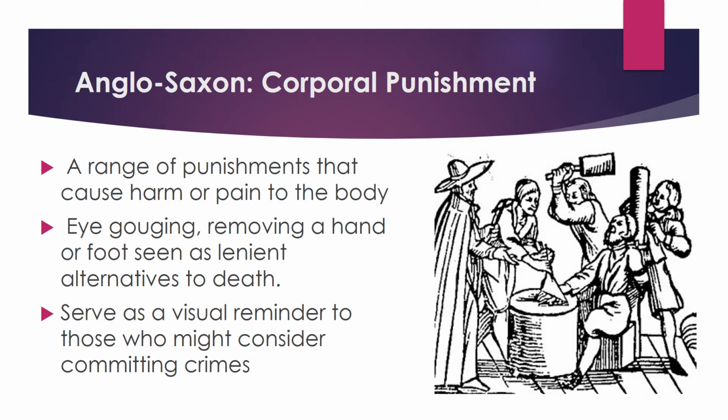So it serves as a very visual reminder to people who are considering committing that crime. If someone was feeling quite desperate and thought they might steal some food, if they saw someone who has one hand, they might think twice about it because they want to keep both of their hands. Therefore, this punishment is a deterrent. It's designed to put other people off committing the same crime.